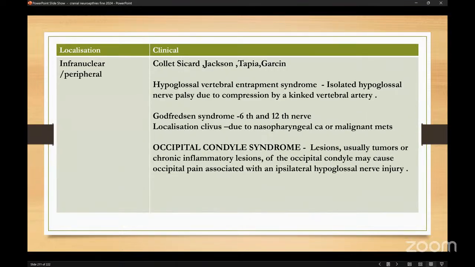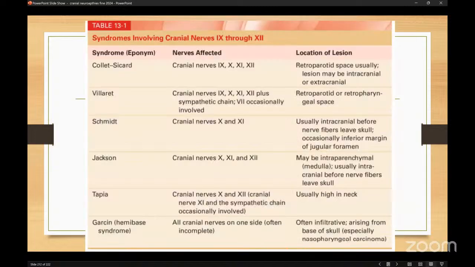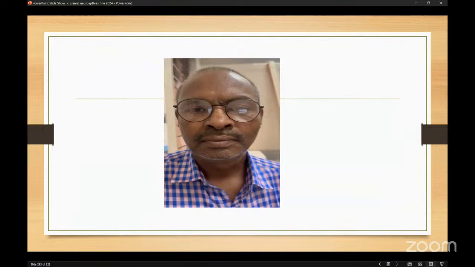Infranuclear, you know all these syndromes. There is something called Collet-Sicard syndrome, or rather Garcin syndrome, which is 6th and 12th cranial nerve involvement, and the localization is to the clivus because of nasopharyngeal carcinoma or malignant metastases. Occipital condyle syndrome, you can have pain and ipsilateral nerve involvement. Then these syndromes we discussed.